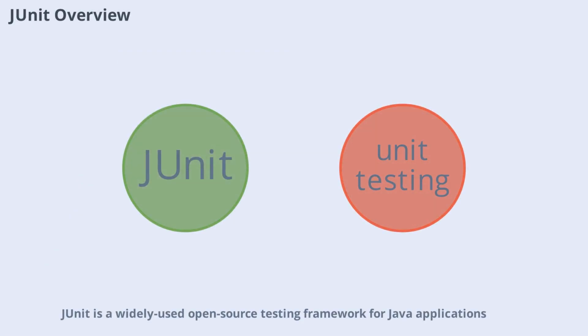JUnit is a widely used open-source testing framework for Java applications. It provides a structured way to write and run unit tests, helping developers verify that individual components of their code work as expected. JUnit supports annotations, assertions, and test suites, making it easy to organize and execute tests. Its integration with popular IDEs like Eclipse and IntelliJ IDEA streamlines the testing process. By adopting JUnit, teams can catch bugs early and maintain high code quality throughout the development lifecycle.